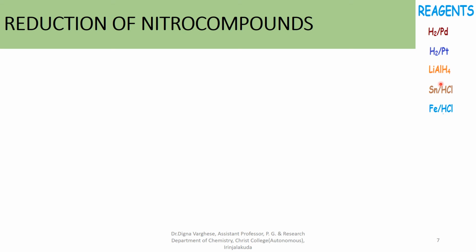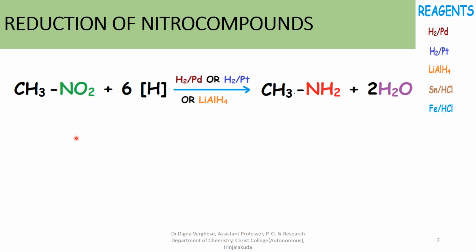Here you can see an example for the preparation of methylamine. That is, for the preparation of methanamine, we can use its nitro compound, that is nitromethane, which undergoes a reduction reaction by using any one of these reagents. We will get methanamine and water. Okay.